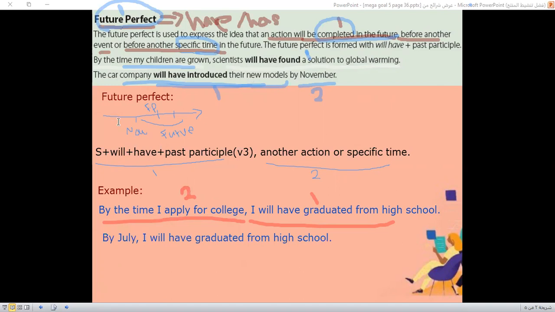Okay, when you write this now in your notebook, or maybe you want to take a screenshot, please don't forget the timeline. Or at least write that always the action in the future perfect, will have graduated, will have studied, anything, in the future perfect is going to be the first action. The second one is either by July or, for example, by the time I apply for college, is going to be the second one.